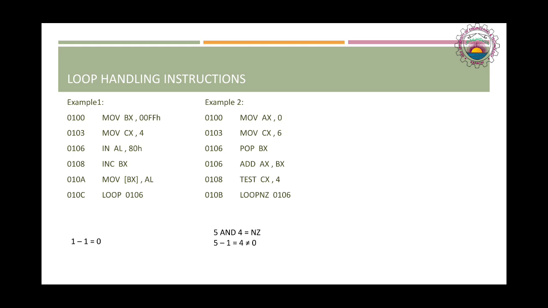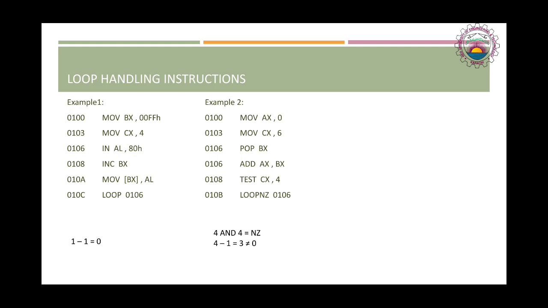Now CX is having 4, 4 ANDed with 4 is a non-zero value, and LOOPNZ will be decrementing CX by 1, 4 minus 1 equal to 3, that is a non-zero value. Loop will continue again. Another word will be popped from top of the stack, then that word will be added to AX. Then you are having test instruction.